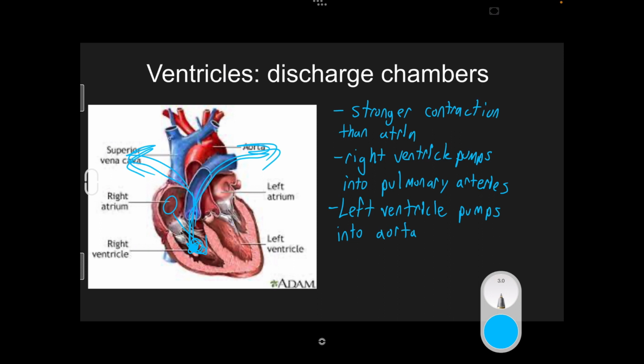And the right ventricle pumps blood into the pulmonary arteries and towards the lungs so the blood can get oxygenated. And the left ventricle pumps into the aorta and eventually reaches the rest of the body. And the oxygenated blood just supplies the body with the oxygen it needs and the nutrients it needs as well.